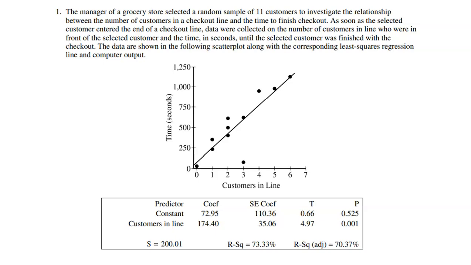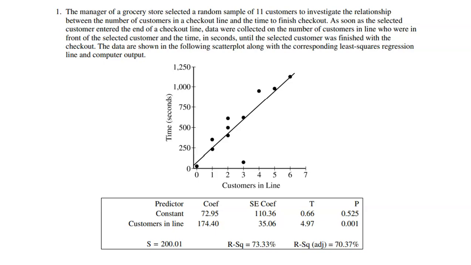So basically, they grabbed a random customer, they counted how many people were in front of that person in the checkout line, and then they also recorded how long it took until the selected person finished with their checkout. And you would assume, before we even look at the data, that if there's more people in front of you, the longer it's going to take for you to check out. Now, the data are shown in the following scatter plot, along with the corresponding least squares regression line and the computer output.